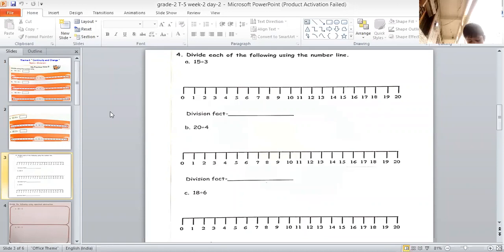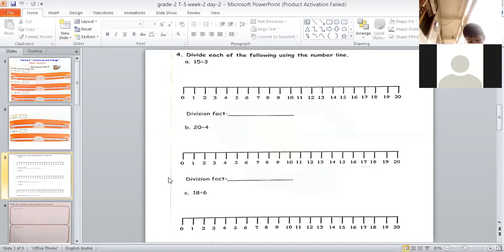Okay. Again, what we have to do, we have to divide the given number with the help of number line. So we'll start with the first one. Jay, please read the first question. Divide 15 divided by 3. This is 15 divided by 3. Okay. So, Jay, after the division symbol, what is the number?